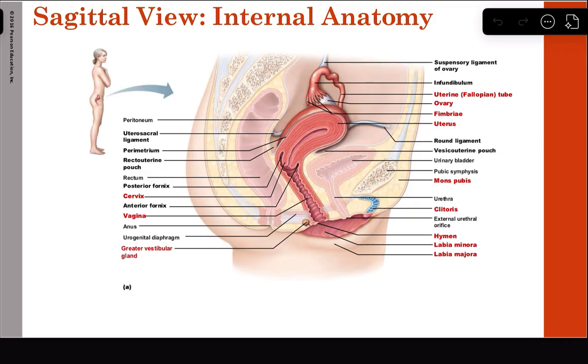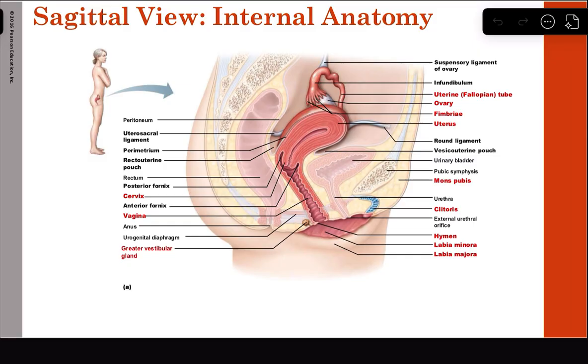This is going to extend for approximately 10 centimeters, about 4 inches, from the vestibule to the uterus superiorly. It serves as the copulatory organ because it receives the penis and consequently semen during sexual intercourse. The vagina also plays another role in that it provides a passageway for the delivery of an infant, and also for menstrual flow during menses, which we'll discuss a little bit more.